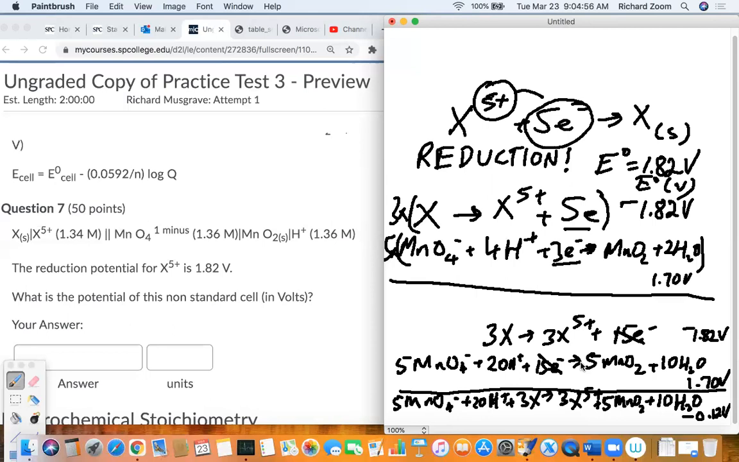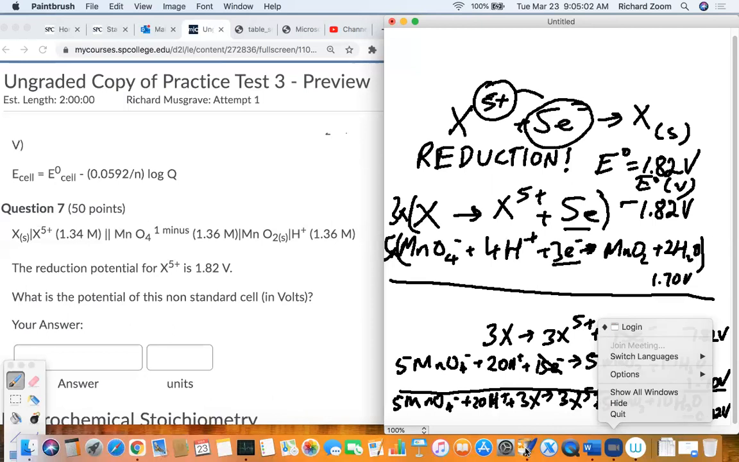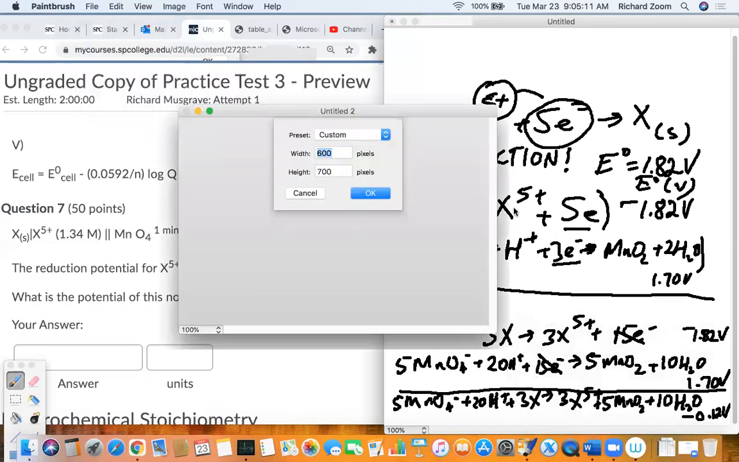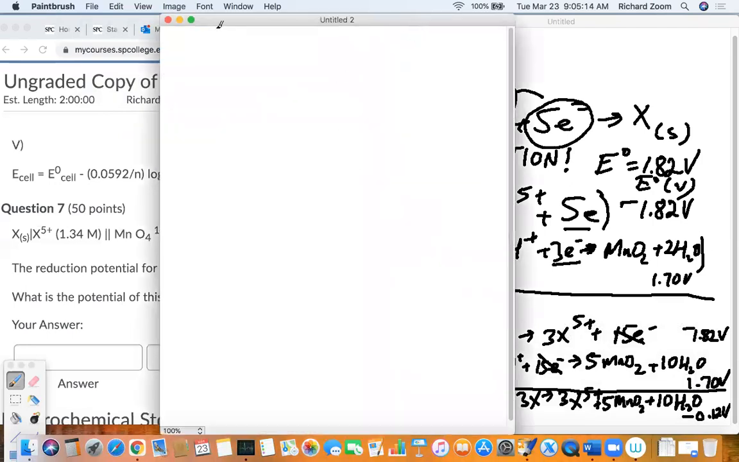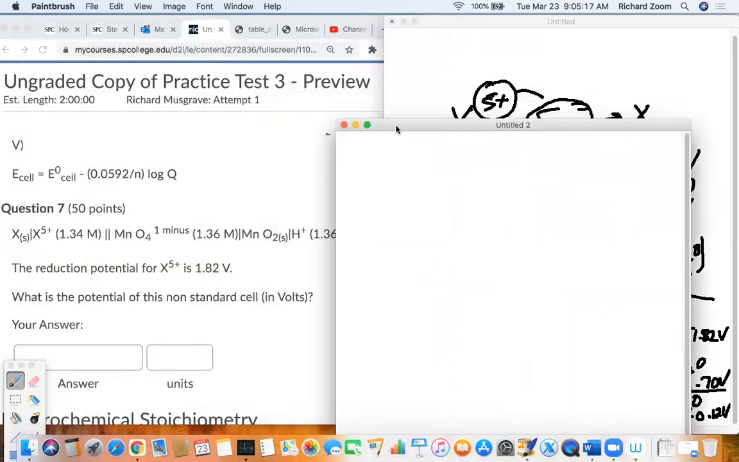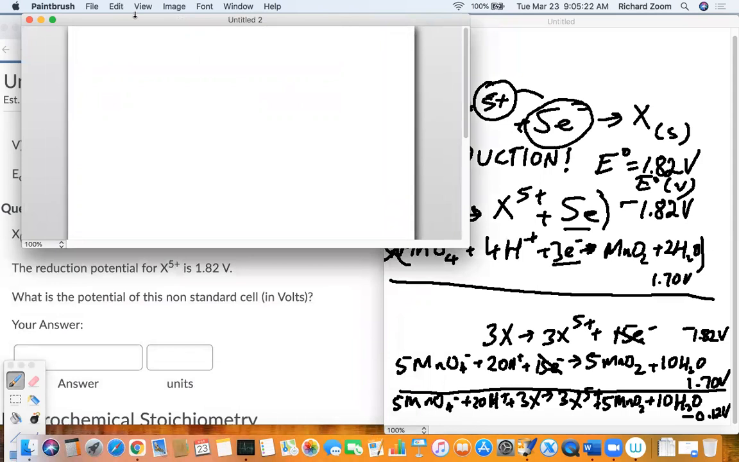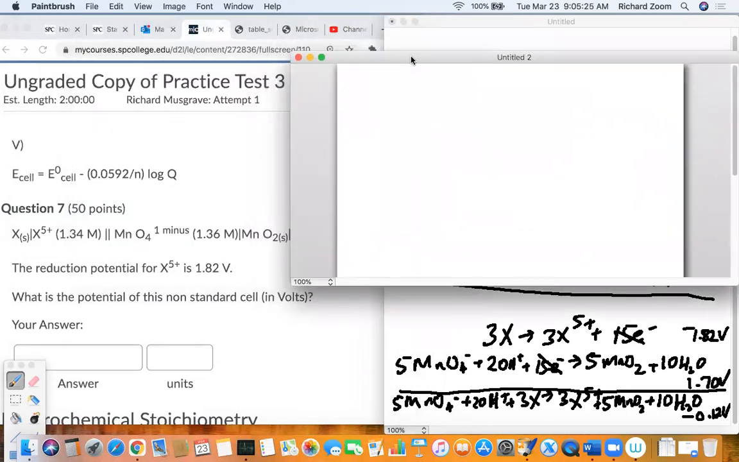Okay. So let me bring up another window. Let's see, file, new window. Okay. So what I want to do here is I want to use this reaction to figure out the Q value. So let's see how we get the Q value here.